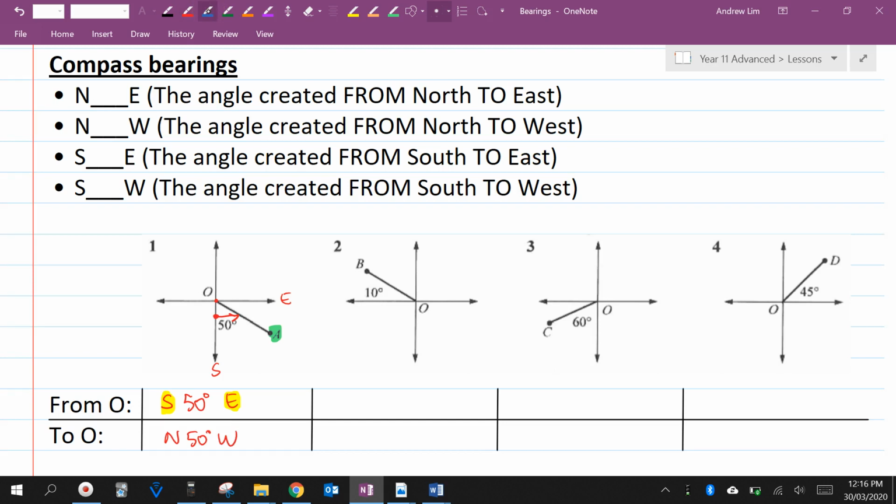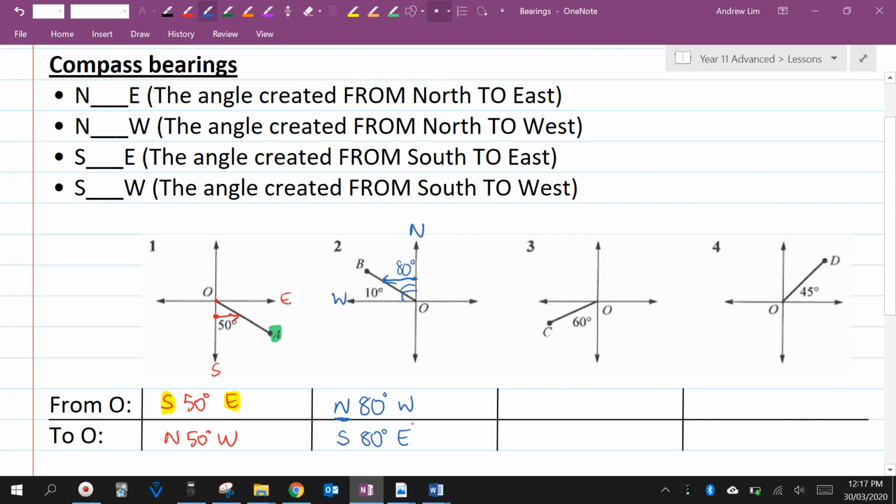So let's have a look at question B. I want to know what quadrant B is in. Well, it's in northwest, north something west. The question is, because I'm starting at north, which is here, how many degrees west am I going? I want to know how big this angle is. Well, because we know the other angle is 10 and this is 90 degrees, this has to be 80 degrees. So from O is north 80 degrees west. If I want to work out the opposite bearing to O or from B, we're just going to change these letters to south 80 degrees east.